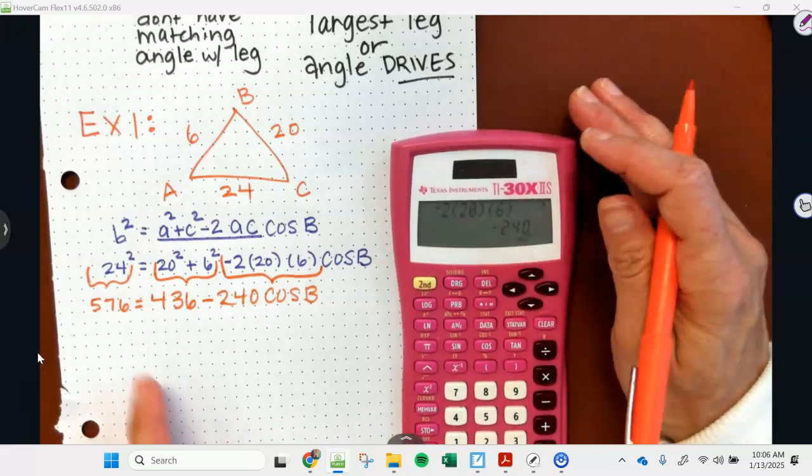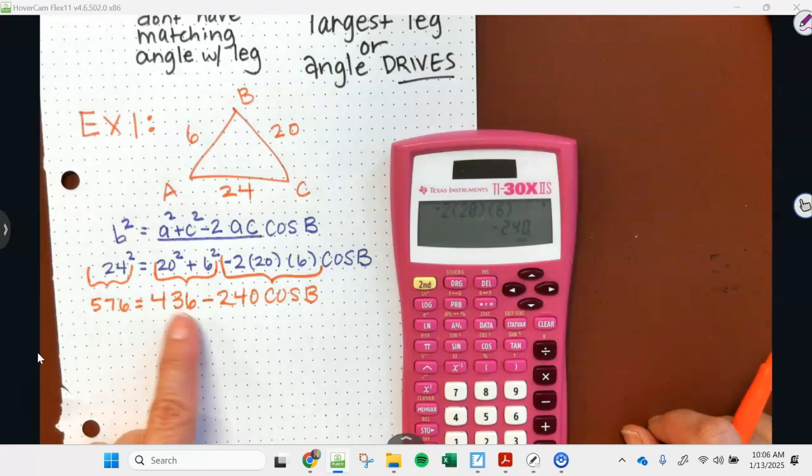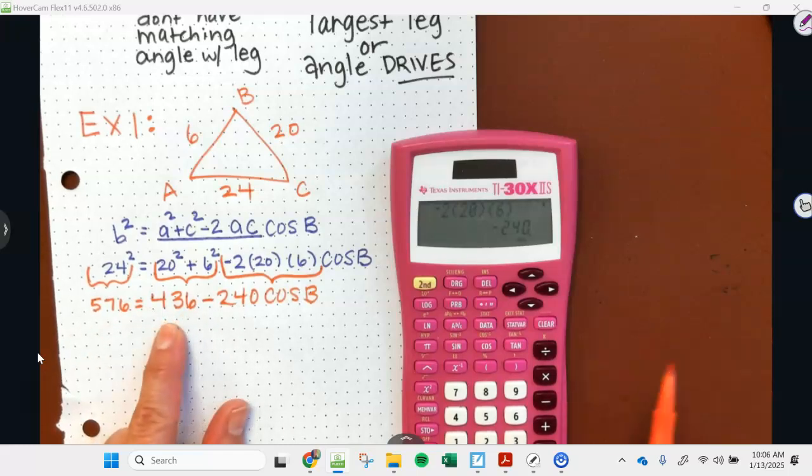And then from here, guys, this is a two-step equation. Look, it's just like this on the whiteboard. I just replaced cosine B with x. So you would subtract 436 from both sides. Then you would divide both sides by -240. Same thing. So let's subtract 436 from both sides.